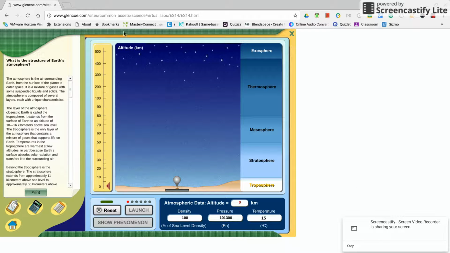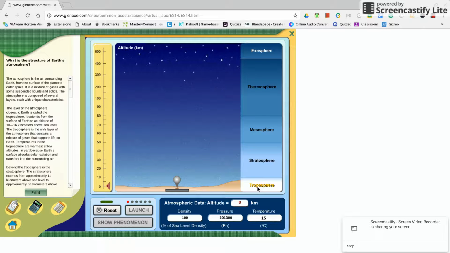So if I look at this particular interactive right here, you can see that we're starting off down here at the bottom at sea level. And then as you go up, you're going to go into that layer of gases and dust and liquid particles that surrounds our planet known as the atmosphere. So on this side, you can see that this is showing altitude. How high above the ground are we getting?